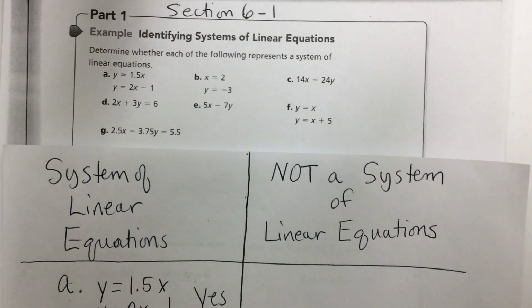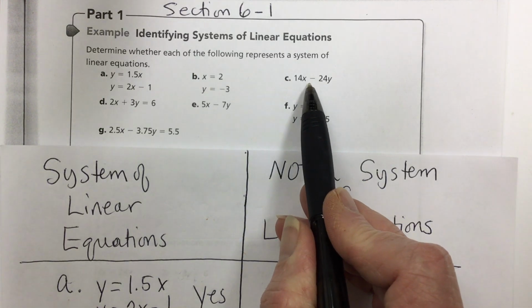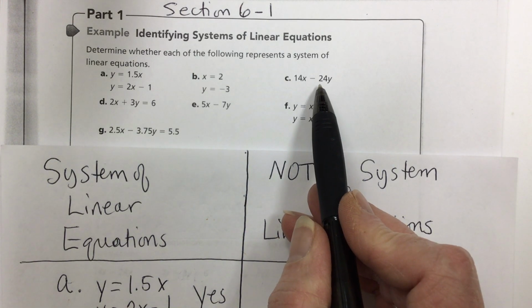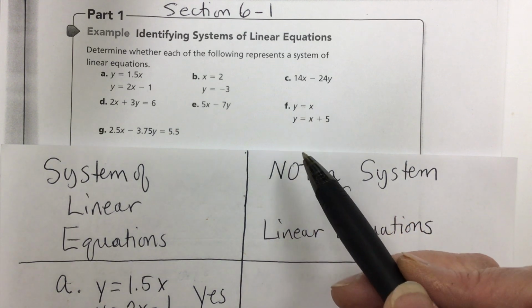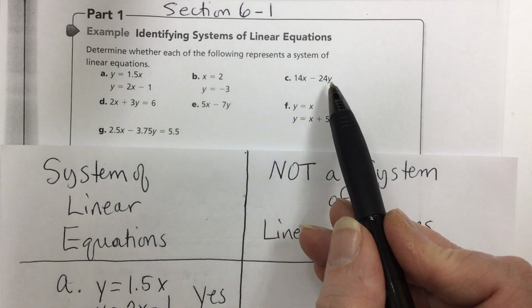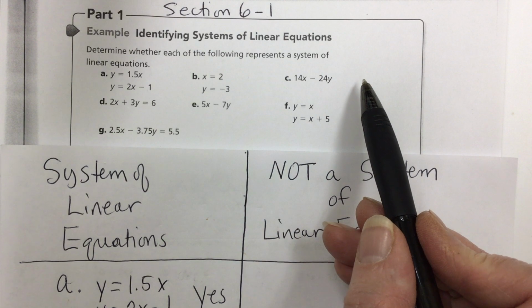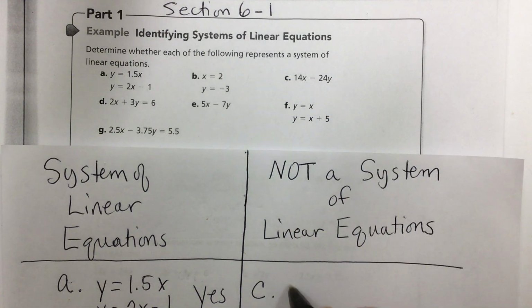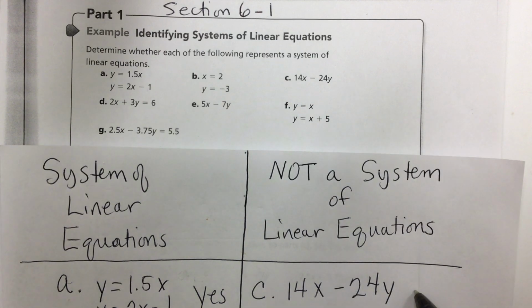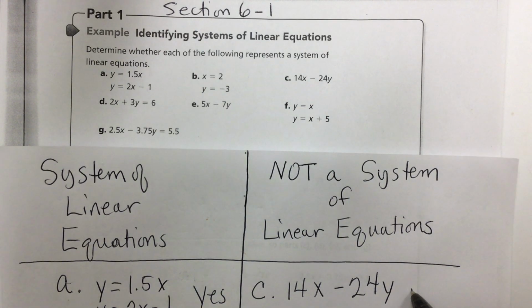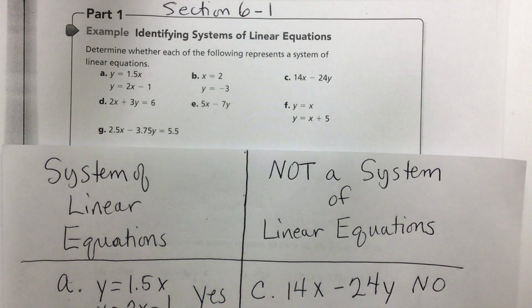Looking at C. Is this an equation? No. To have a system of equations, you must have two linear equations. I don't even have one equation. I don't see an equal sign. So C is not a system of equations because it is not a linear equation. So C is no.